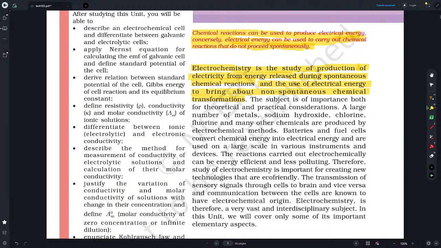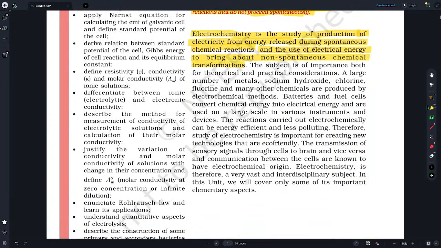The subject is of importance for both practical and theoretical considerations. A large number of metals, sodium hydroxide, chlorine, fluorine and many other chemicals are produced by electrochemical methods. Batteries and fuel cells convert chemical energy into electrical energy and are used on a large scale in various instruments and devices. In any device you see, it needs a battery or depends on electricity.